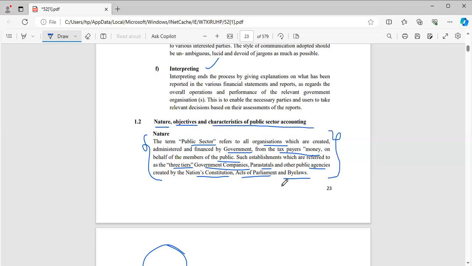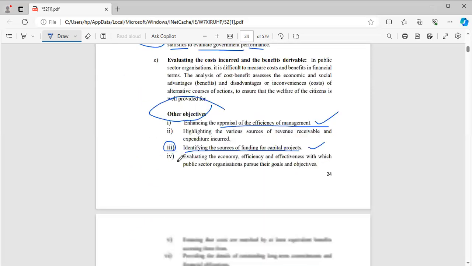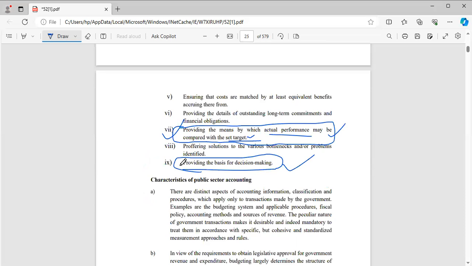And most of these public sector organizations are either created by law, by constitution, by act of parliament, depending on the laws in place at that moment. All right? Then we are now on the objective of public sector accounting. Why should we keep public sector accounts? That's what we mean. And we have been able to highlight several reasons why we should keep public sector accounts. And that is that.